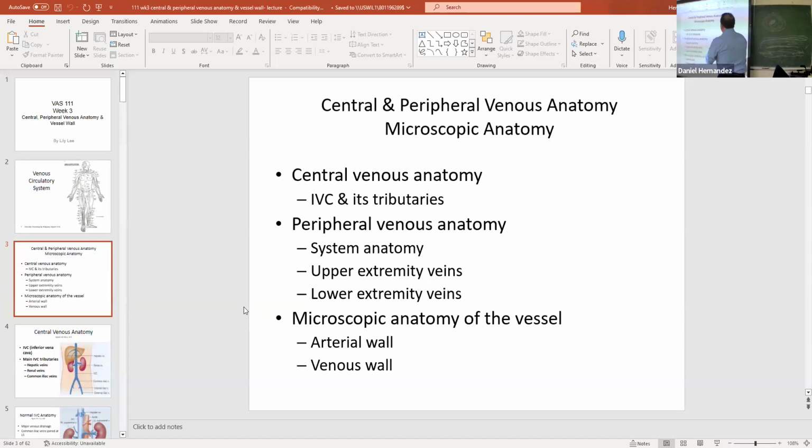So venous, central and peripheral venous anatomy, and then we'll discuss some of the microscopic anatomy as it pertains to the veins. In terms of central venous anatomy, we need to know the inferior vena cava and its major tributaries, the vessels that drain into the inferior vena cava. On the arterial side, our central vessel is the aorta. On the venous side, we have the inferior vena cava. We'll discuss some of the peripheral venous anatomy: veins for the upper extremities, veins for the lower extremities, and then some of the microscopic anatomy of the vessels, talking about the arterial walls and the venous walls, their similarities, their differences.